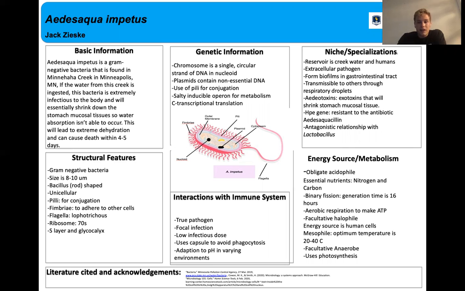Due to the lack of antibiotics that cure this infectious dose, it includes an antibiotic resistant gene. So antibiotics are not very effective at treating this type of microbe, and death typically occurs within 4 to 5 days due to a lack of water in the body. Specifically, we can look at the structural features then.